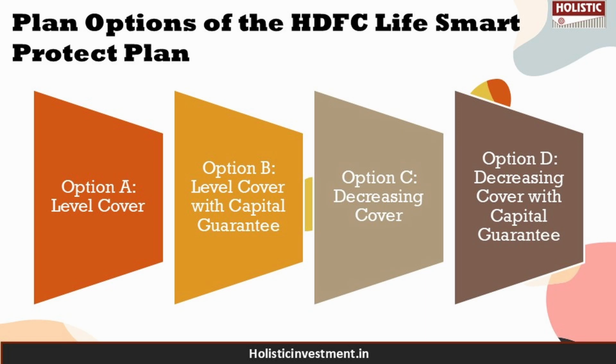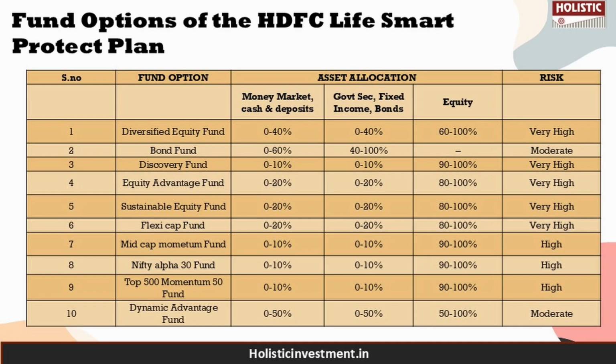They are option A, level cover; option B, level cover with capital guarantee; option C, decreasing cover; and option D, decreasing cover with capital guarantee. And there are also 10 fund options for you to choose from. They are diversified equity fund, bond fund, discovery fund, equity advantage fund, sustainable equity fund, flexi cap fund, mid cap momentum fund, nifty alpha 30 fund, top 500 momentum 50 fund, and dynamic advantage fund.